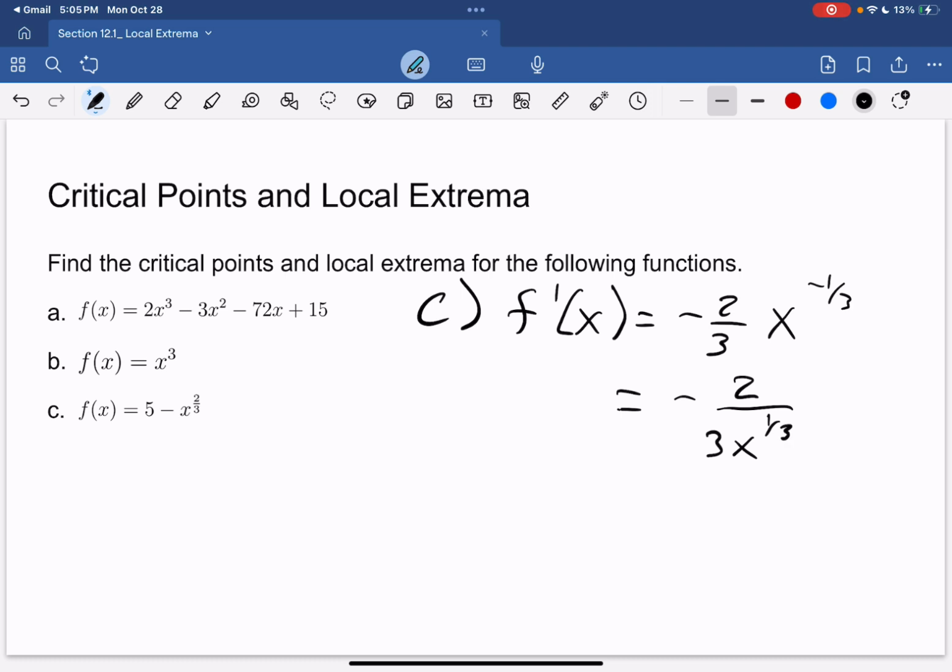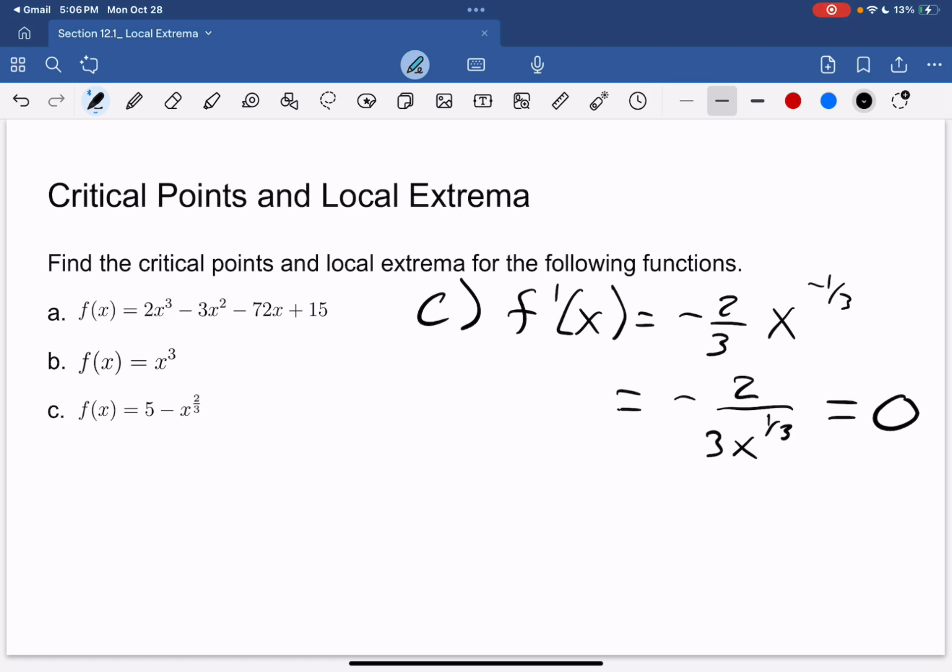Okay, so to find my critical points, what we've been doing is setting it equal to 0. Now you kind of have to ask yourself, and you can find this out by graphing it if you so desire, there is no value that would ever make that equal to 0, okay, to find a critical point.